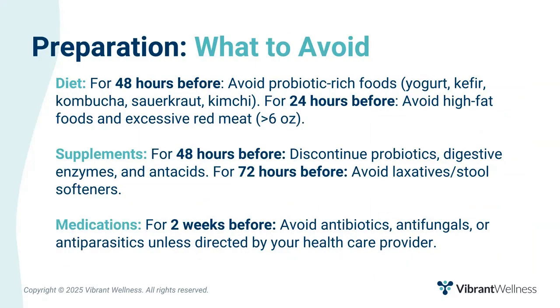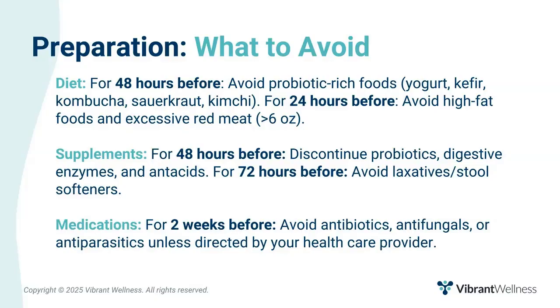To reduce the likelihood of confounding variables and to ensure data integrity, the following should be avoided prior to sample collection. Patients should avoid probiotic-rich foods like yogurt, kefir, kombucha, sauerkraut, and kimchi for 48 hours before collection, as these transiently elevate levels of certain commensal bacteria. For the same reason, probiotic supplements should also be discontinued for 48 hours prior to collection. High-fat meals and excessive red meat intake should be avoided for 24 hours due to their influence on gut-derived metabolites. Digestive enzymes and antacids should be avoided for 48 hours before collection, as they can interfere with markers of digestion and malabsorption.